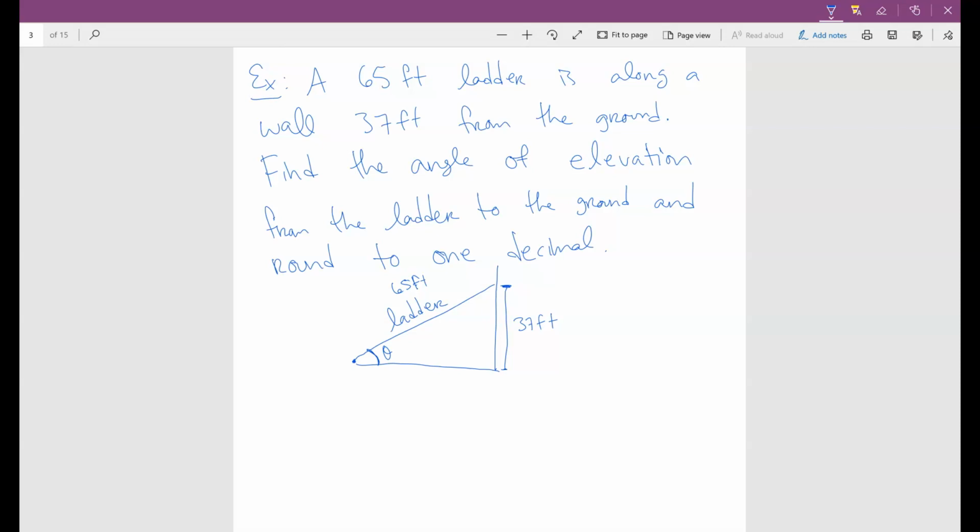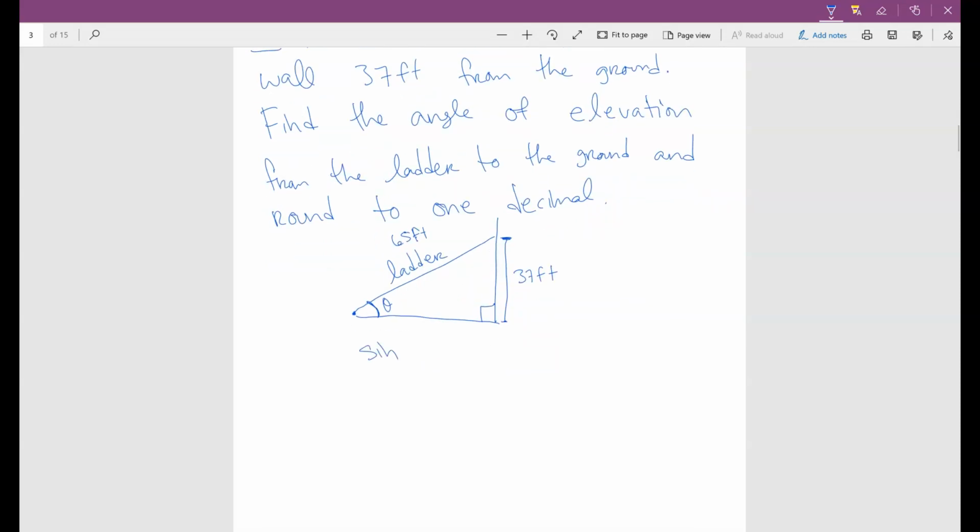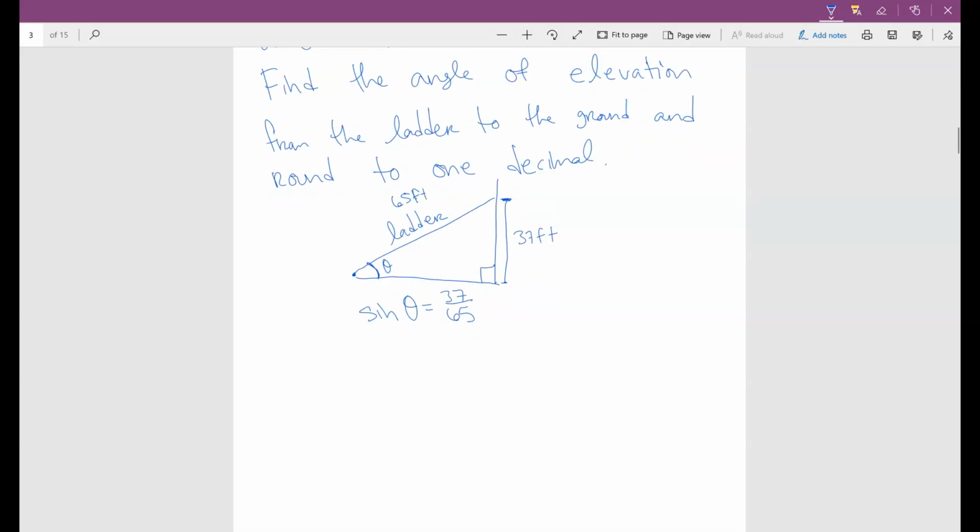So how can I relate theta with these two sides? Well, this just forms a right triangle. So this is just the opposite over the hypotenuse. So you're going to have sine of theta equal to the opposite over the hypotenuse. Okay, so how do I find the angle theta? Well, one way you can do it is to take sine inverse, because that's going to basically cancel out the sine. So by applying a sine inverse, or arc sine, whatever you want to call it, that's going to cancel this. So theta is going to be equal to the sine inverse of 37 over 65.